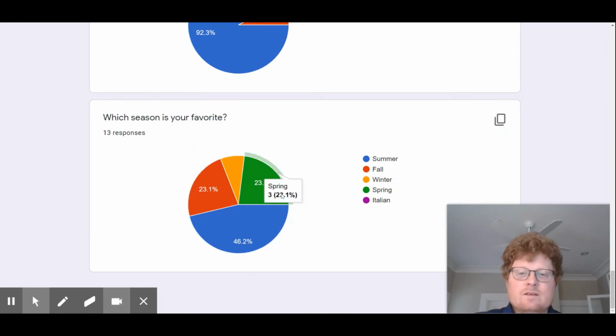23.1% said spring, and 23.1% said fall. So these are equal-sized portions. It doesn't matter the arrangement in which you put it.